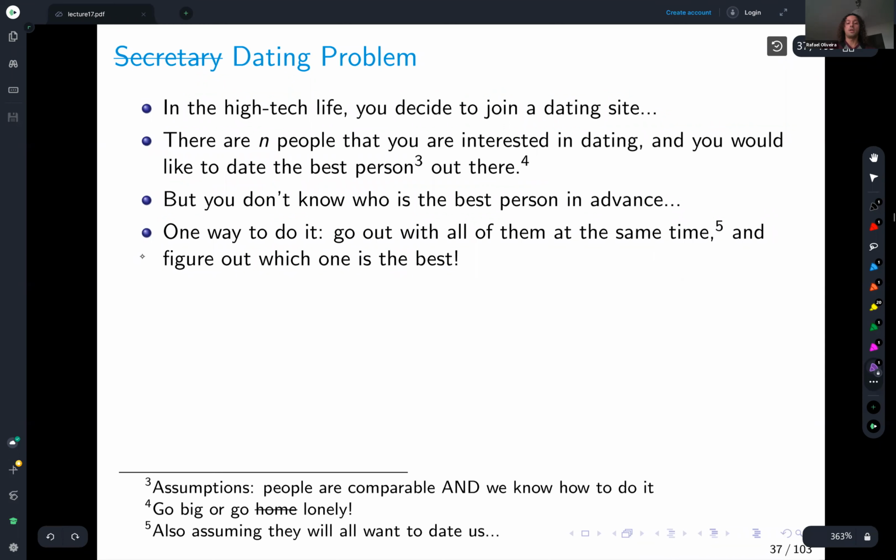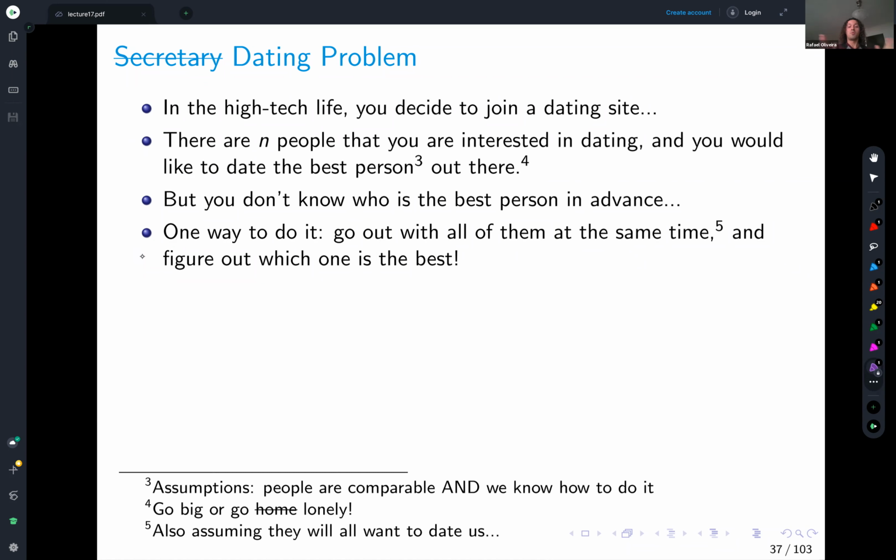So here's one way to do it: you could go out with all of them at the same time. And we can assume that they will all want to date us, which is also completely unrealistic, especially for Waterloo students. All right, I will silence myself here. I will not comment on that point. All these assumptions are bad, but let's just make them.